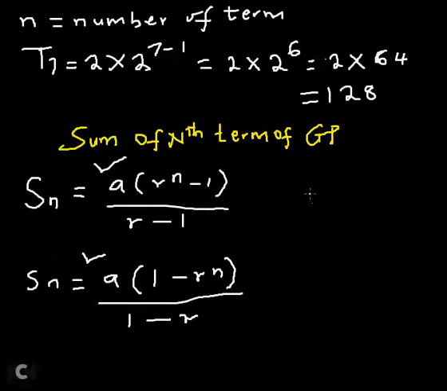So now, when do we use Formula 1 and when do we use Formula 2? You use Formula 1 when your common ratio is greater than 1. That's why you use Formula 1. But if your common ratio is less than 1, please pardon me, it's less than 1, you use Formula 2.